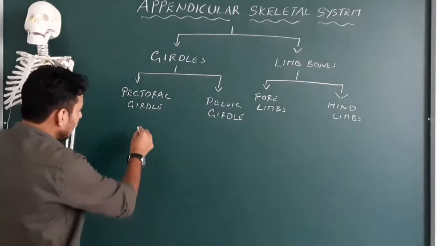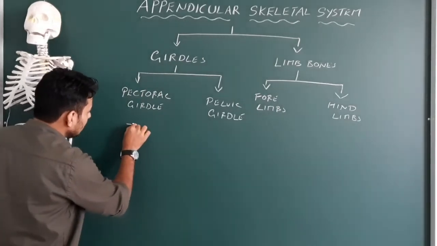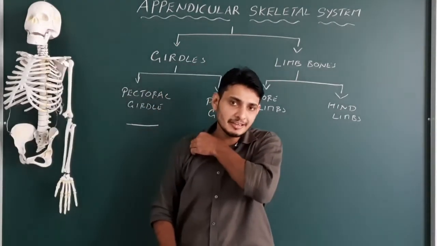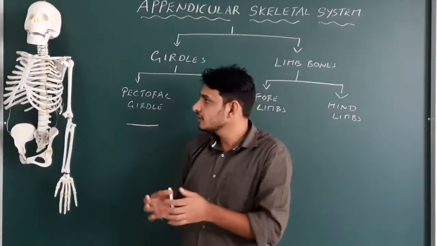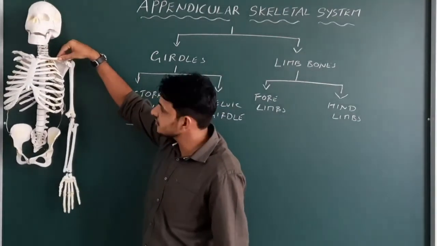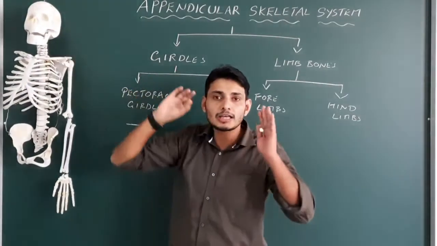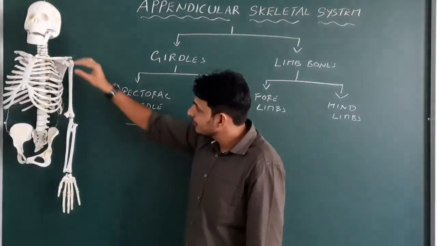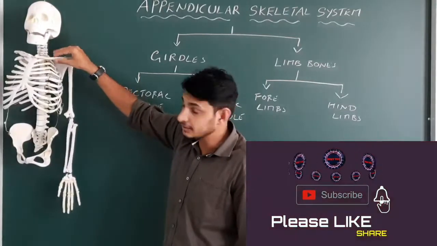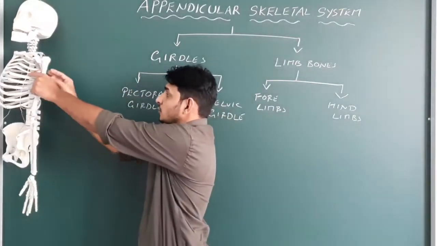So pectoral girdle. If I draw the diagram of a pectoral girdle, first we have a bone which is actually situated here. You could feel it, you touch it and you feel it. So this is the bone I'm talking about. This is called the clavicle or the collarbone. So the pectoral girdle mainly comprises this bone called the collarbone or clavicle.